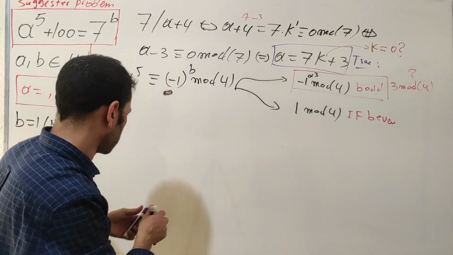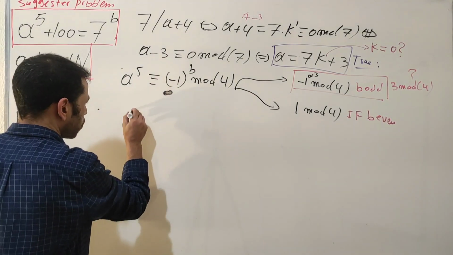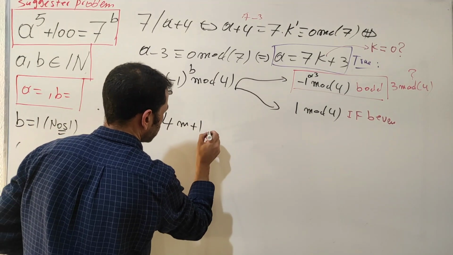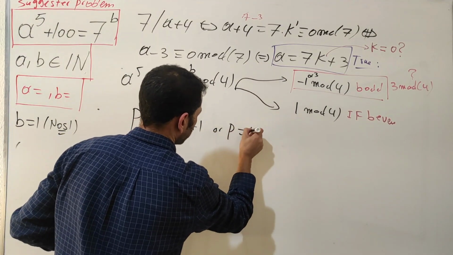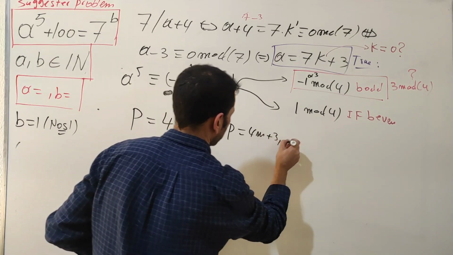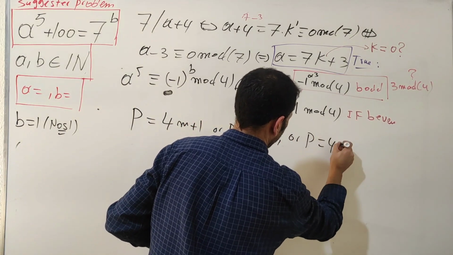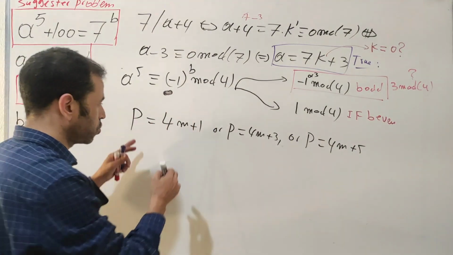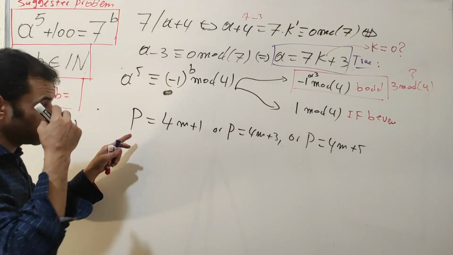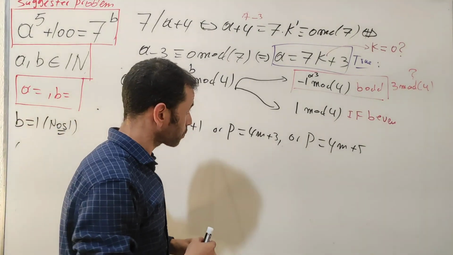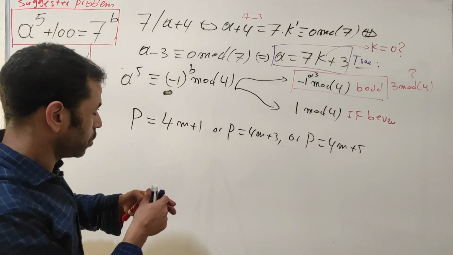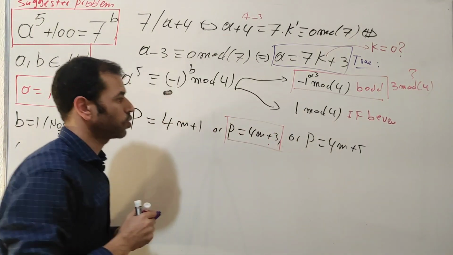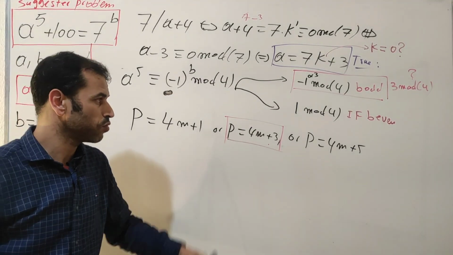We know that a prime number is always written in this form: p equals 4m plus 1, or p equals 4m plus 3, or p equals 4m plus 5, and so on. It's going to take one of these forms. So now we are going to prove p must be this one. Now let's get rid of this one and move on to the proof.